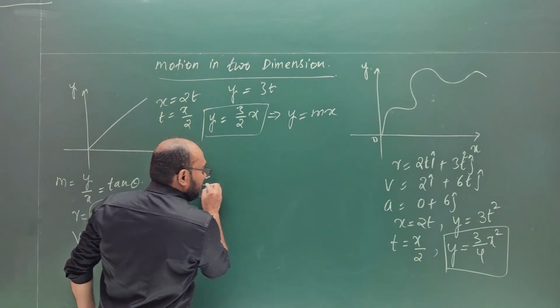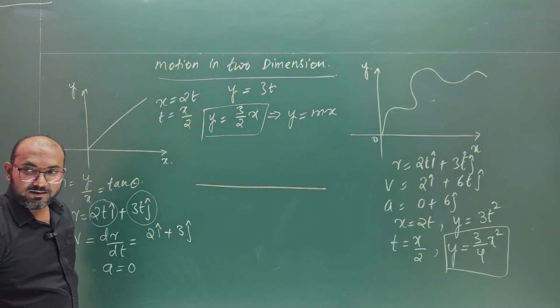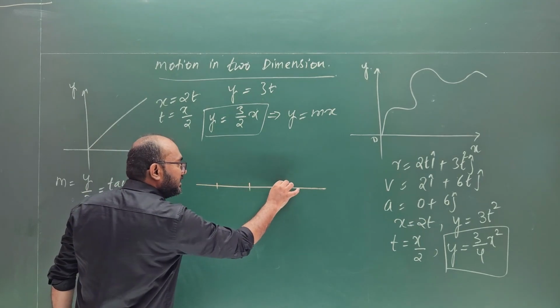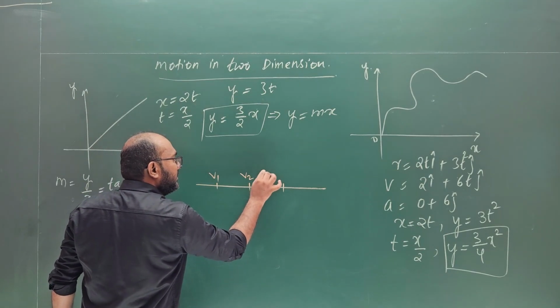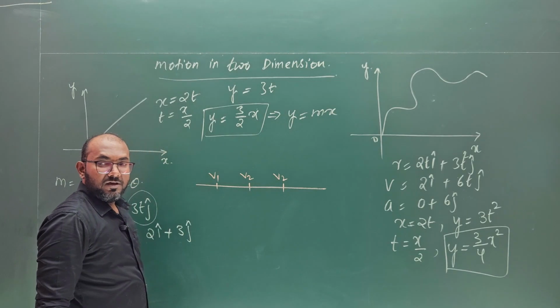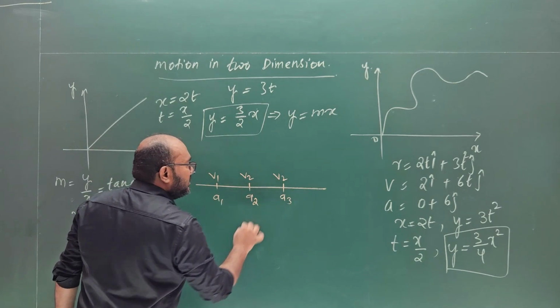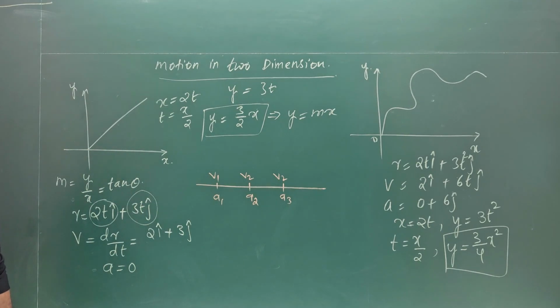He is saying that if a body is moving in a straight line, it can have different velocities. Let's say here velocity is v1, here velocity is v2, here velocity is v3, and acceleration is also different: a1, a2, a3. Then why are we saying this? Two things I am saying.